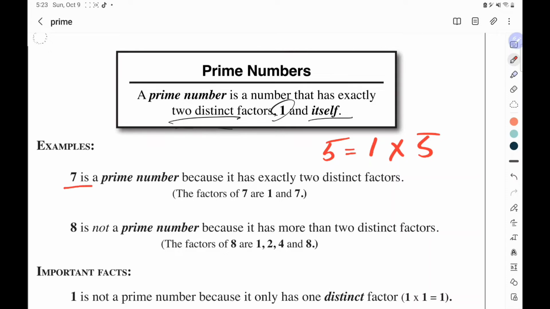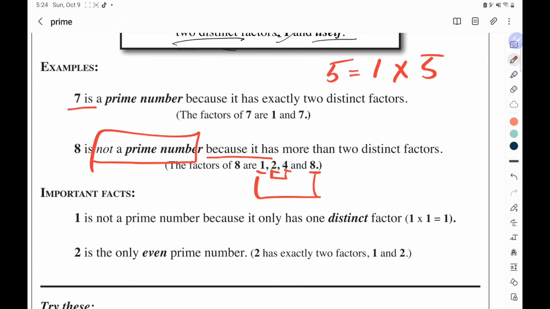Now, 7 is a prime number because it has exactly two distinct factors. The factors of 7 are 1 and 7, because 1 times 7 is equal to 7. Number 8 is not a prime number because it has more than two distinct factors, which are 1, 2, 4, and 8. Because 1 times 8 is equal to 8, and 2 times 4 is equal to 8. That makes 8 not a prime number.